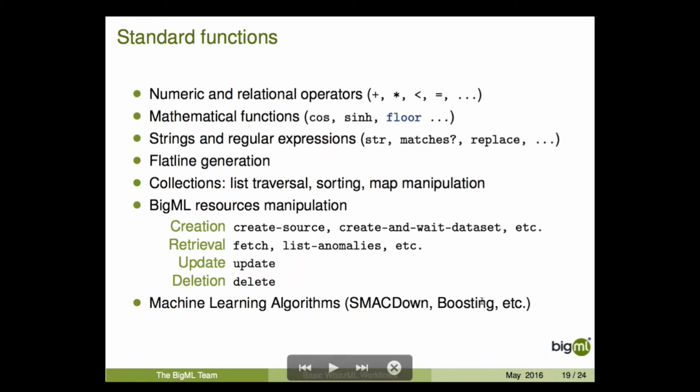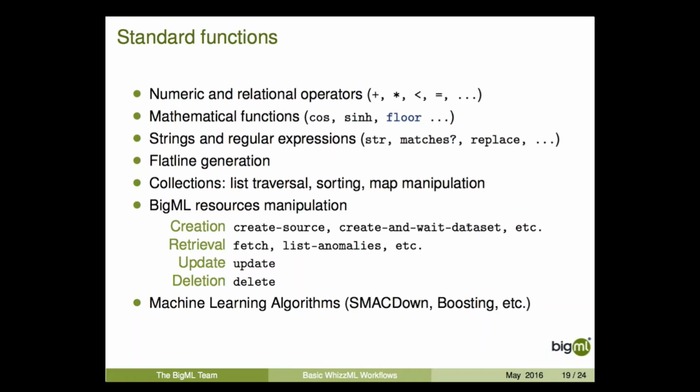And then also there's these blocking calls that I mentioned before, create and wait for dataset, source, model, ensemble. Again, for any resource type, you can create and wait that type of resource, and that'll create the resource and block in the WhizzML script until creation is complete.